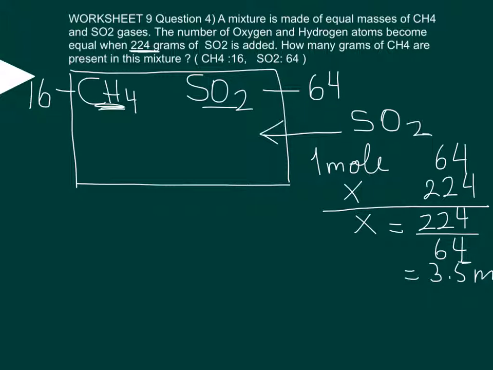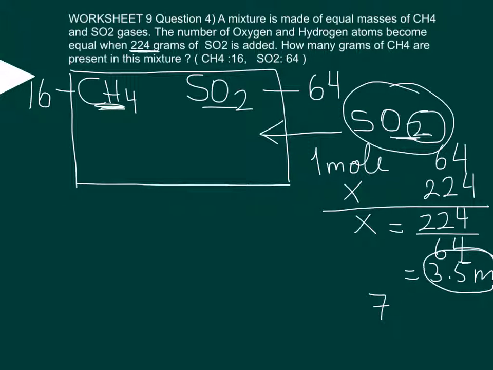We can find from this the moles of oxygen atoms that is added to this container. 1 mole of sulfur dioxide contains 2 moles of oxygen atoms. Therefore, 3.5 moles of sulfur dioxide would contain 7 moles of oxygen, which is added. So now we're adding 7 moles of oxygen atoms. Now let's find out what is already in the container.